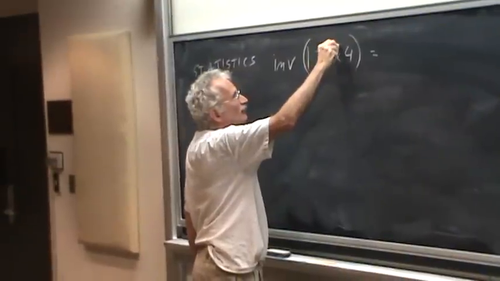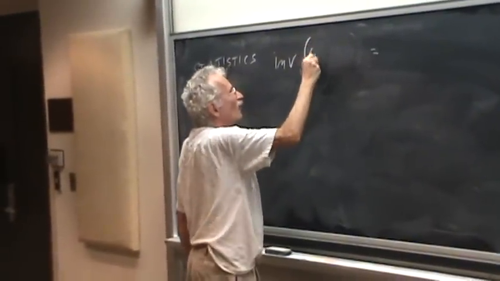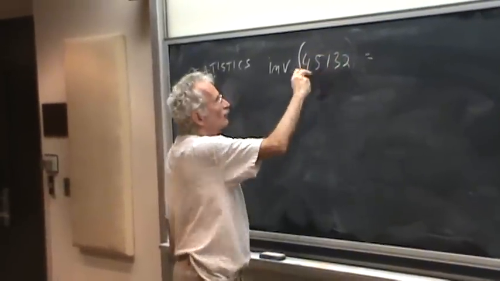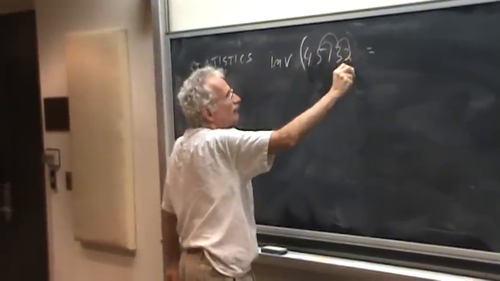So let's do a good example. Okay, 4, 5, 1, 3, 2. So this is an inversion. 1, 2, 3. Yeah, so 3.